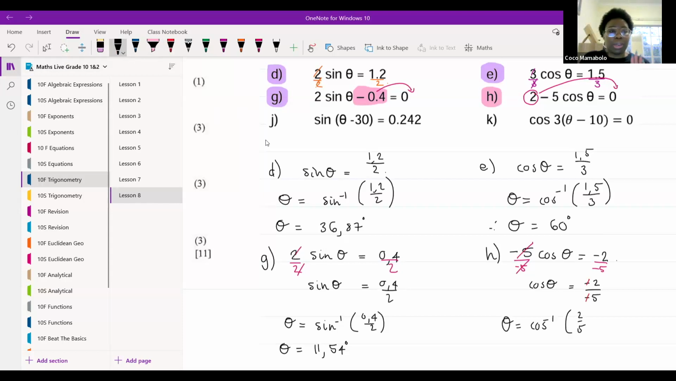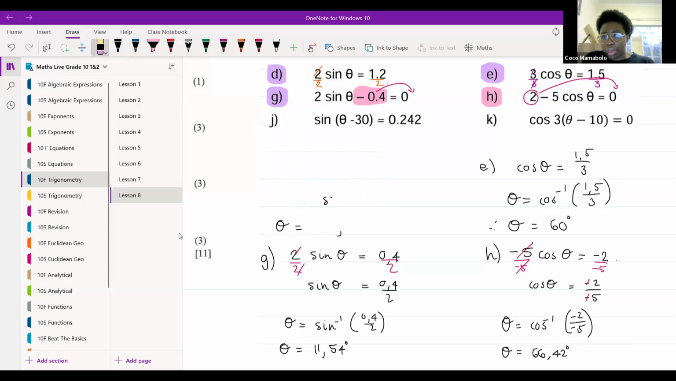Now, don't get me wrong, guys. If you put into your calculator arc cos of -2 over -5, your calculator is going to do the exact same thing. It will just cancel out the negatives for you. But let's get used to remembering that, numerically, a negative and a negative will give us a positive. And if I put that in, theta will then equal 66,42 degrees.